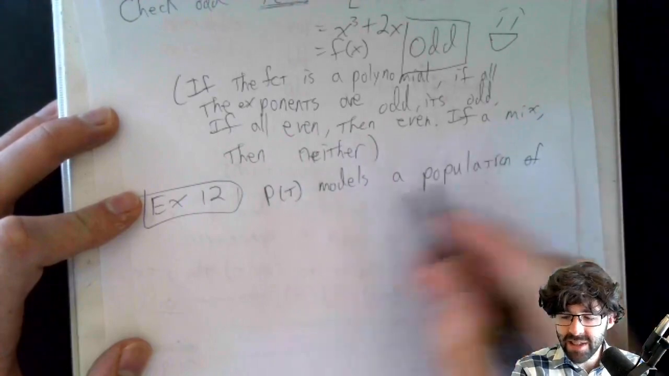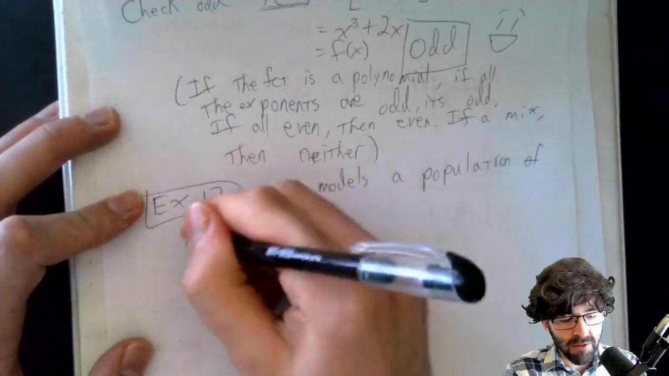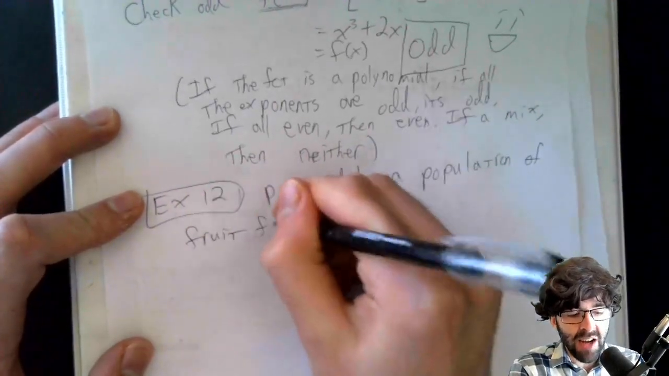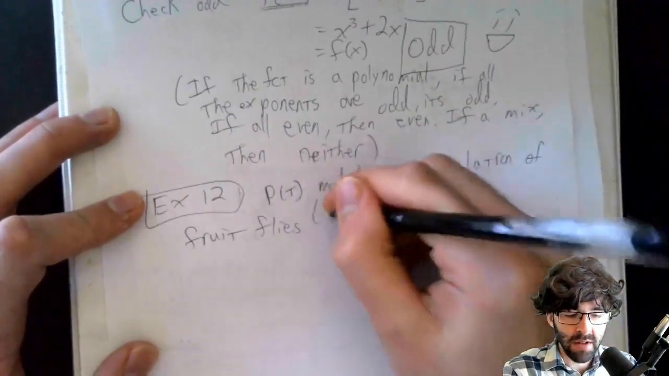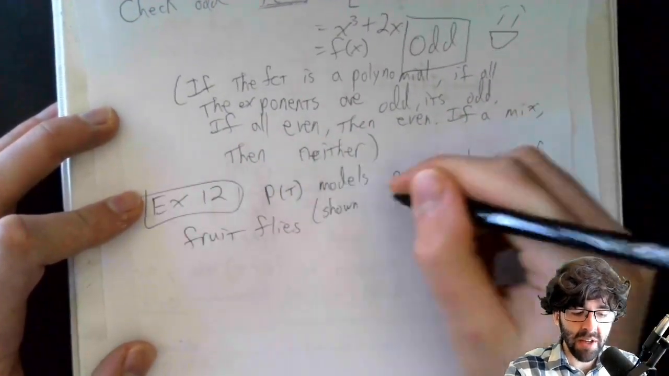So P of t is going to be some function that models a population of fruit flies, very commonly used for experiments in biology. Okay? And I'm going to ask you something about Q of t.